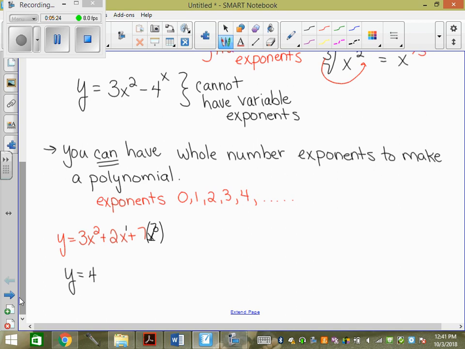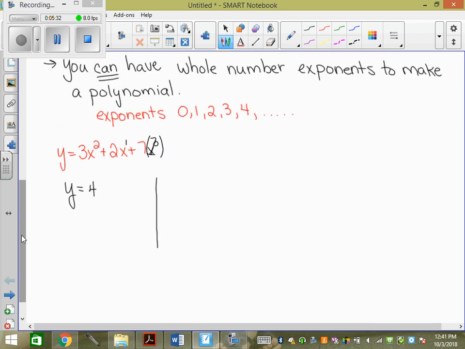Y equals 4. It's a horizontal line at 4, correct? So the graph would look like this. What is it? X to the what? 0. Am I allowed to have an x to the 0? Yep, this is a polynomial. It's just a constant function is what it's called. We don't look at them in great detail, but I just want you to know that if you do get y equals 4, that is x to the 0, it is a constant. It is a function, and it is a polynomial.